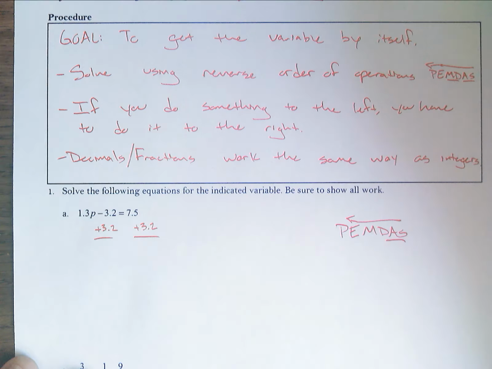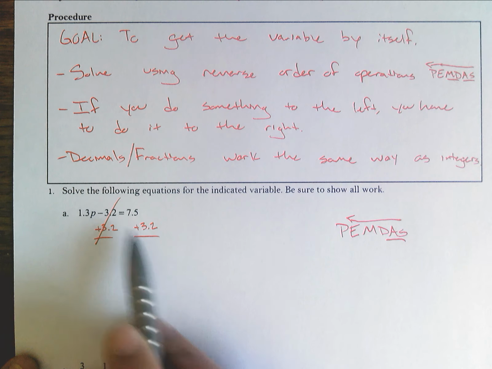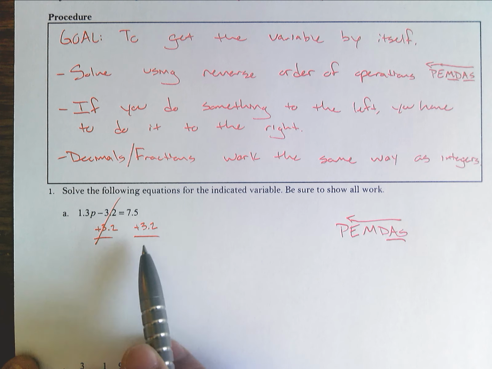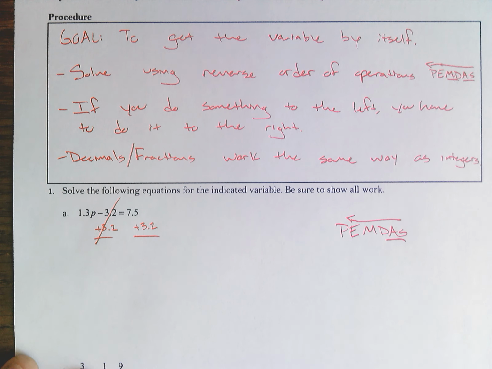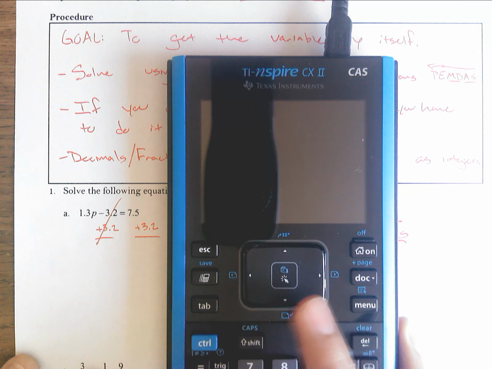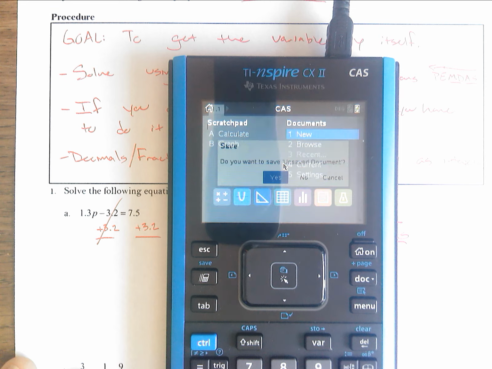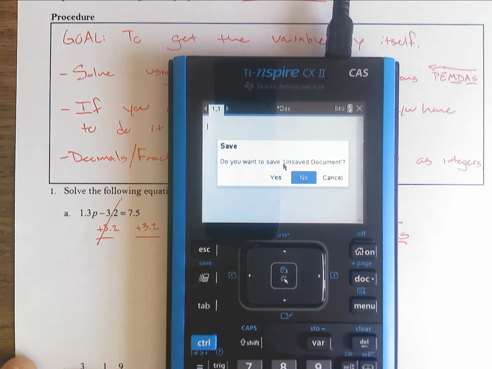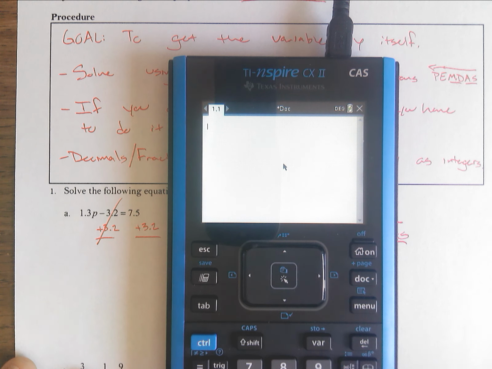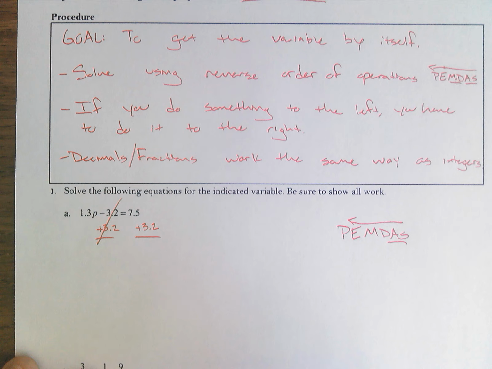So on the left-hand side, the minus 3.2 and the plus 3.2 cancel. That's the whole point. And then we have 7.5 plus 3.2. Now, for adding and subtracting decimals, I recommend using your Inspire calculator. If you have that, go ahead and take it out, turn it on. We're going to open up a new document. Do you want to save? No, you don't have to save. And add a calculator. So we want to add 7.5 plus 3.2. You can punch that in, and we get 10.7. So on the right-hand side, we have 10.7.